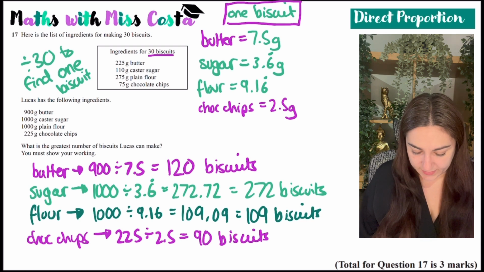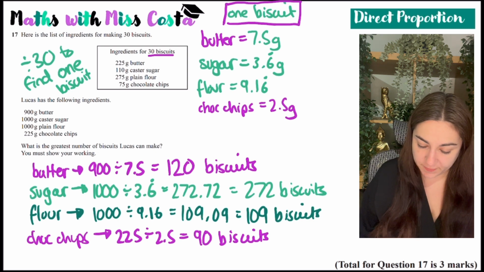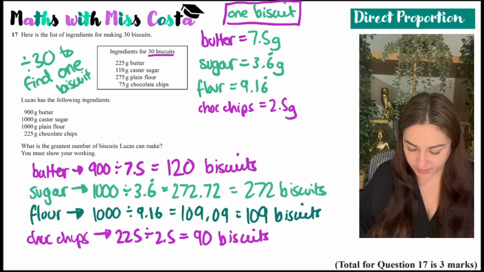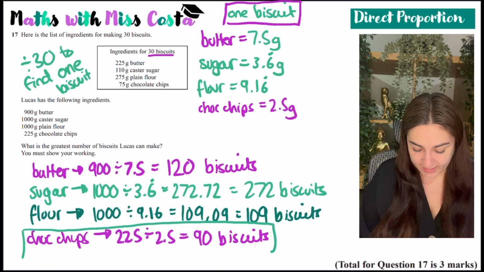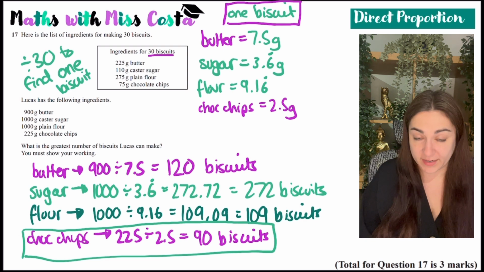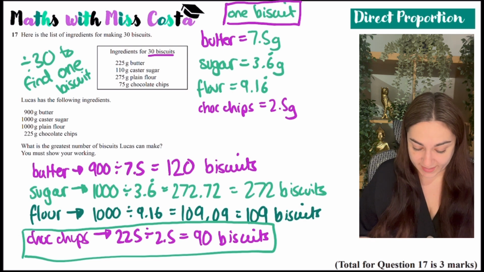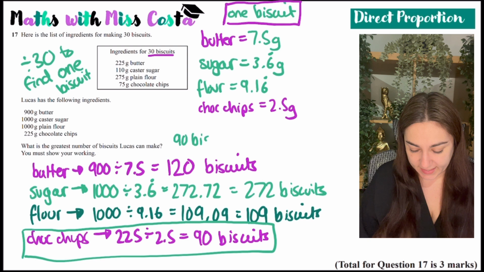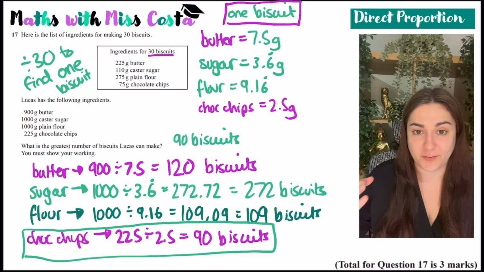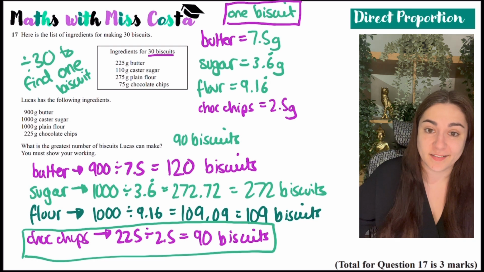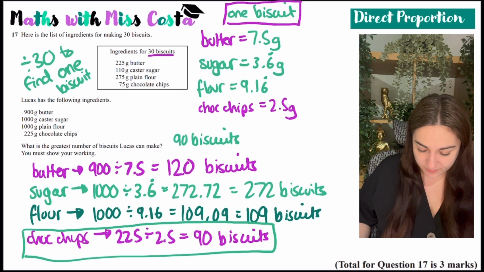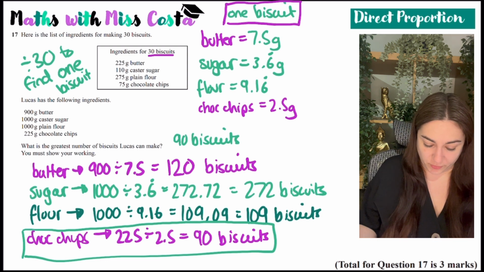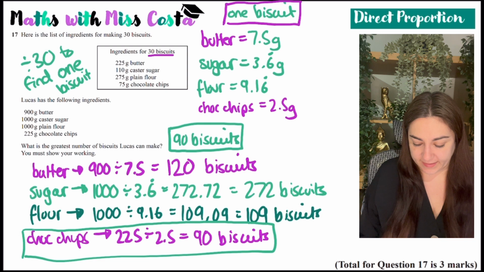So using all of these ingredients, even though he has enough sugar for 272 biscuits and enough butter for 120, he only has enough chocolate chips to make 90 biscuits. So therefore the greatest number of biscuits he can make is 90 biscuits, because whenever you're making something, if you don't have enough of one ingredient, you just can't make the thing. Otherwise it's going to be something else. It won't be following the recipe. So yeah, the greatest number of biscuits he can make is 90 biscuits.